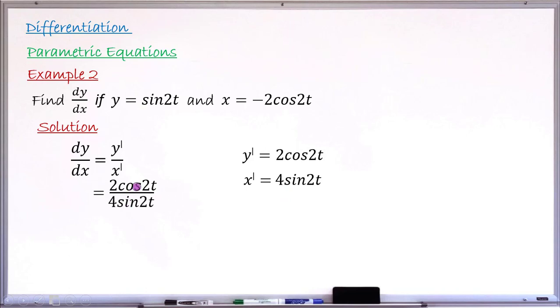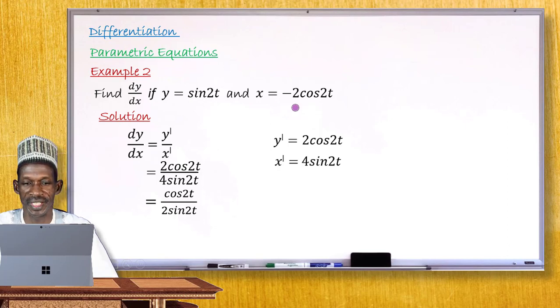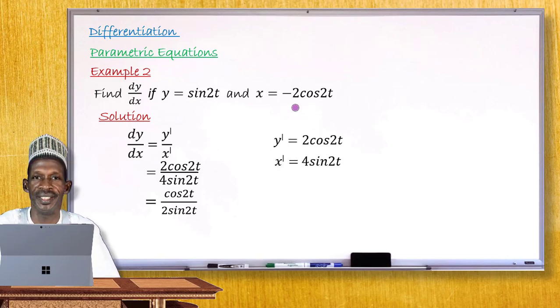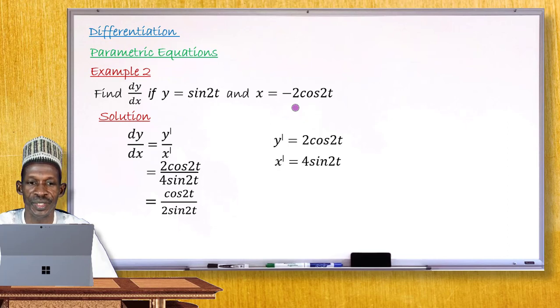So I'll look where I can simplify further. This 2 can divide this 4, but this 2 never cancels this 2. So it's only this and this that you can now simplify. So 2 in 2 is 1, 2 in 4 is going to be 2. So you are going to have cos 2t over 2 sine 2t. This will now be the dy by dx of these parametric equations. So with just these few examples, I hope you'll be able to find the derivative of parametric equations. And this is where I'm going to stop in this lesson today. Thank you for your attention.